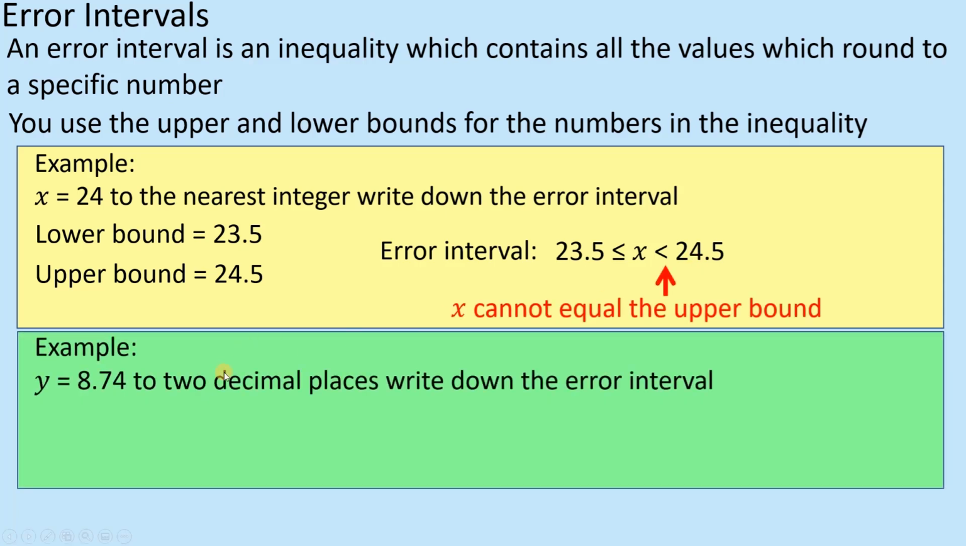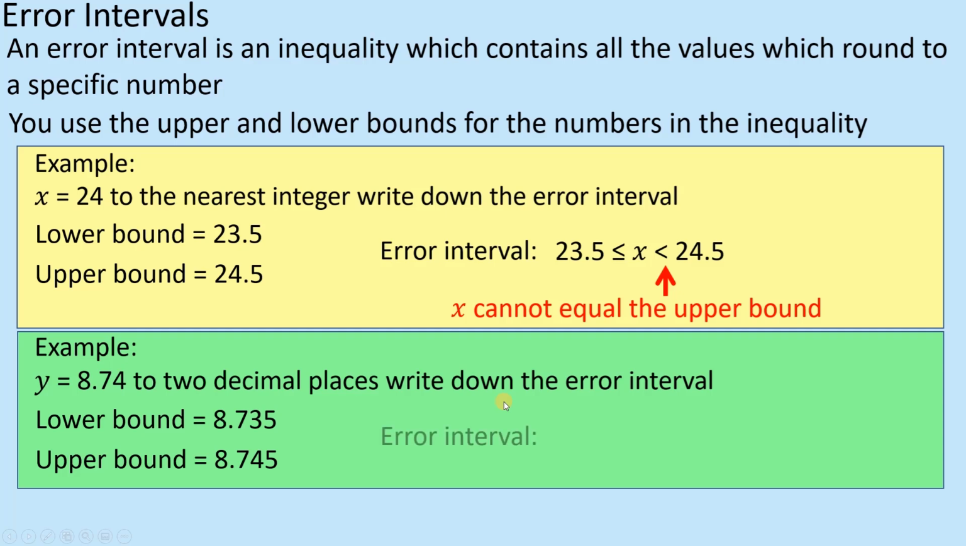So 8.74 to 2 decimal places, write down the error interval. What I suggested for the lower bound is you just drop it by 1 and then add a 5. And then for the upper bound, you just tag an extra 5 onto the end of it. So 8.745, and then we write it. Hopefully I've harped on about this enough for you to recognize I'm going to put those two numbers either side, and then my inequality doesn't have a line under it for that one, but does for that one. So that is error intervals.